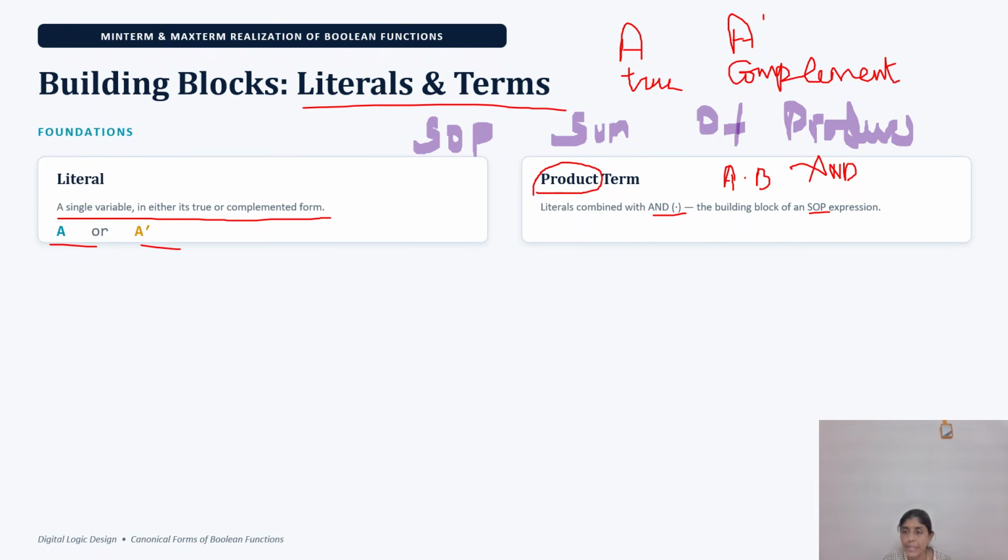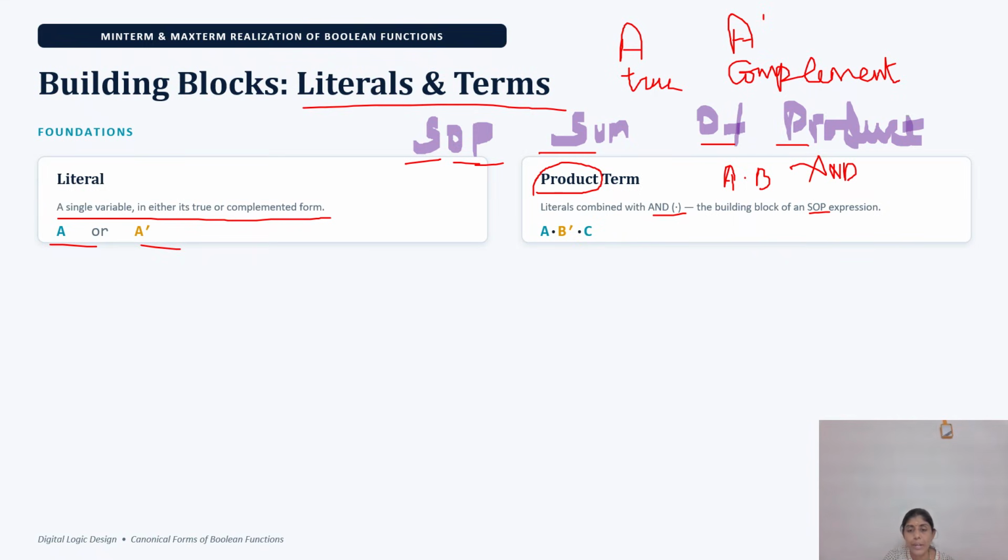I hope you can see here. Sum of product, right? See here, this S represents the sum. This O represents the "of" and P represents the product, right? Okay.